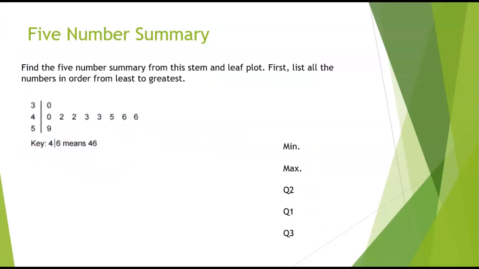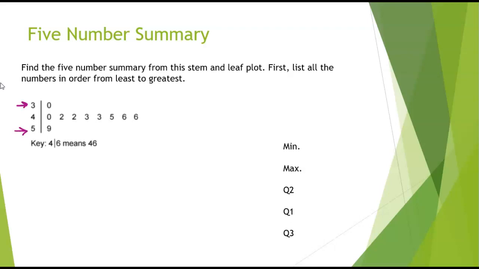Oh, look, we have to look at this stem and leaf plot and decide what we have to do. So, find the 5-number summary for this stem and leaf plot. We first have to list all the numbers in order from least to greatest. Well, we can start at the top up here. We already know that this will be the least amount and this will be the largest amount.